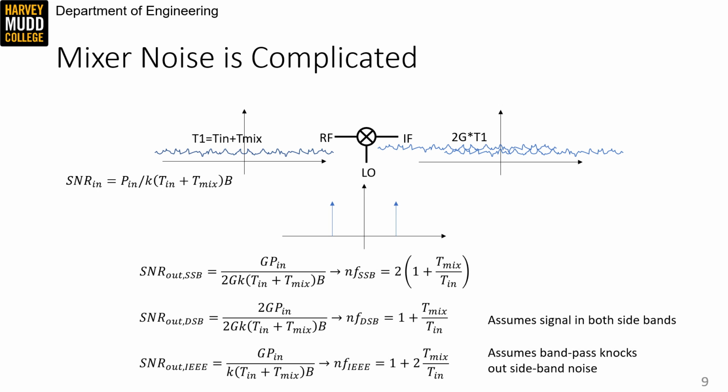Finally, the IEEE has a third definition of noise figure, which doesn't penalize mixers for having two sidebands. It filters the noise out from one of the two sidebands by assuming there's a very narrow bandpass filter around our signal. Suffice to say, I think it's easiest to think about the noise temperature at the output of a mixer rather than dabbling in the noise figure. So keep that in mind.